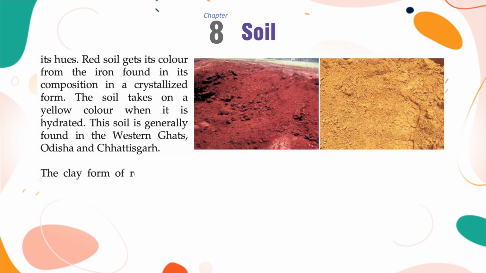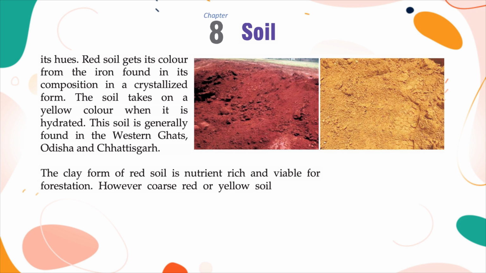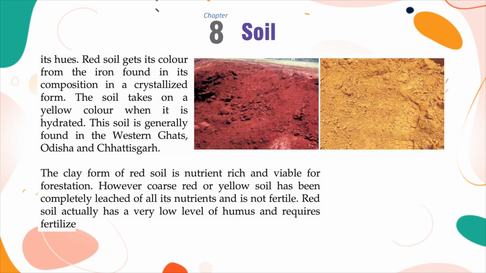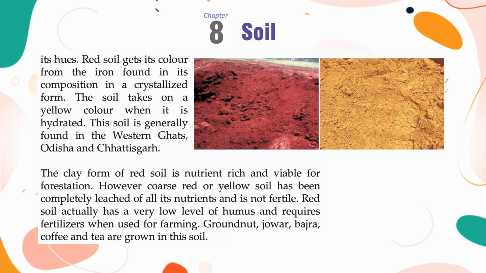The clay form of red soil is nutrient-rich and viable for forestation. However, coarse red or yellow soil has been completely leached of all its nutrients and is not fertile. Red soil actually has a very low level of humus and requires fertilizers when used for farming. Groundnut, jowar, bajra, coffee, and tea are grown in this soil.